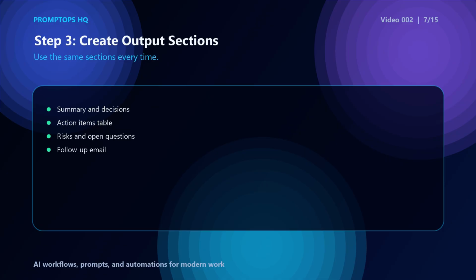Step 3 is making sure the output has the right sections. Use the same sections every time: summary, decisions, action items, risks and blockers, open questions, and follow-up email. The action item table should have 4 columns: task, owner, due date, and status.